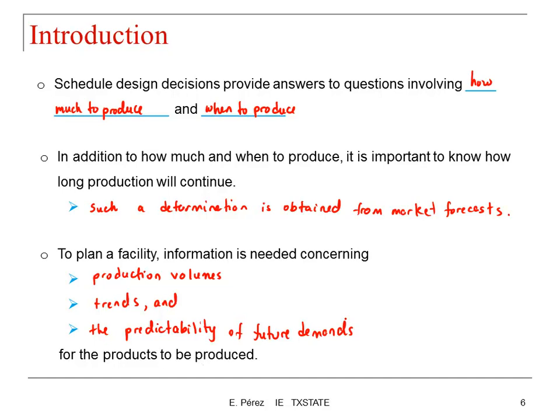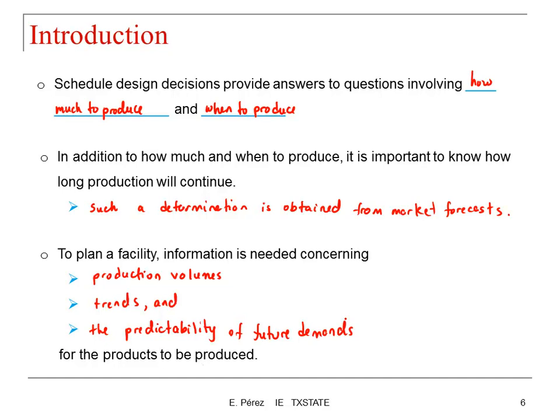So again, keeping historical information about your products might help you to come up with some probability models in terms of forecasting what's going to happen in the future. Now, some of you are familiar with regression analysis, forecasting. Those types of models are very important when you're trying to plan for your future demand and also for the type of resources that you're going to need in your facility.